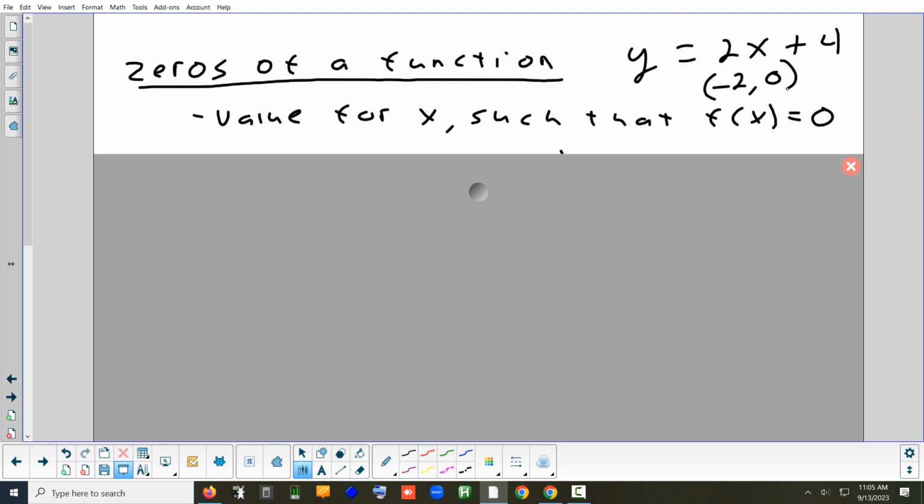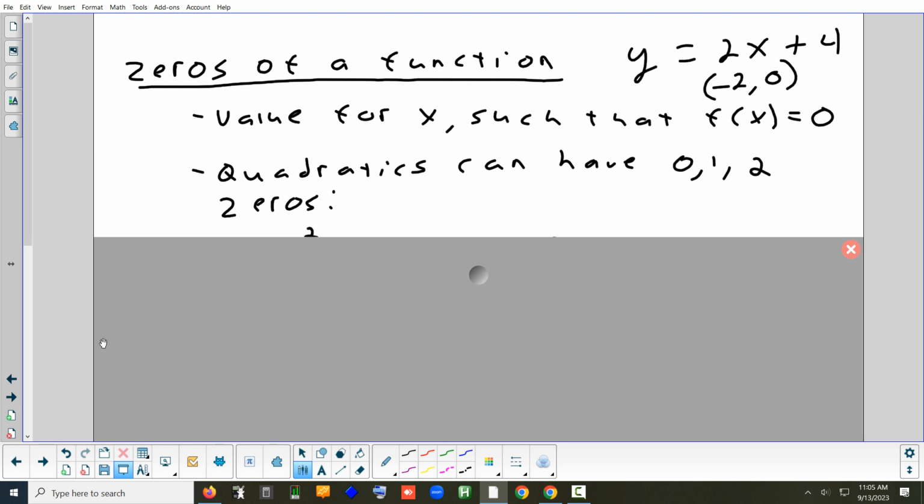Now, a parabola shape, which comes from a quadratic, could cross the x-axis no times. There's no crossing of the x-axis. It could cross one time. We actually don't even really call it crossing. It's kind of like it comes down, touches the axis, and then bounces back up. Or it could cross twice. Wherever the graph crosses, that's called the 0.